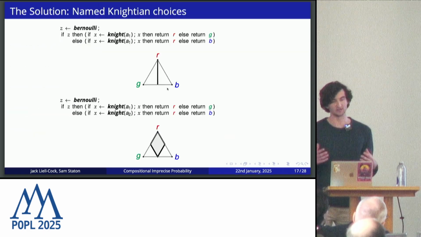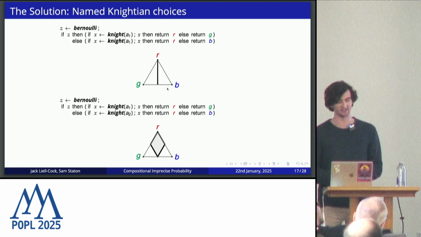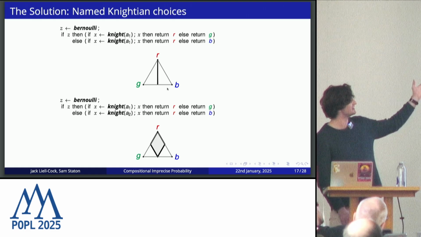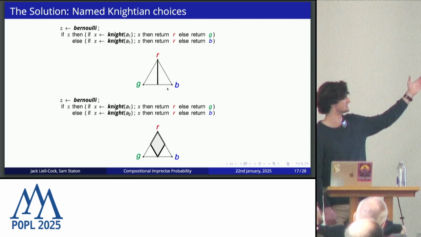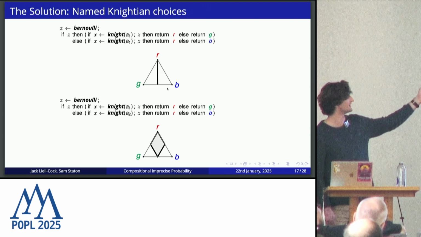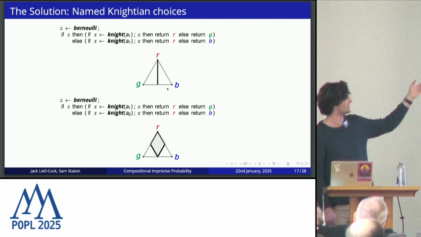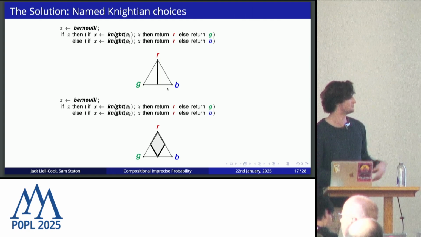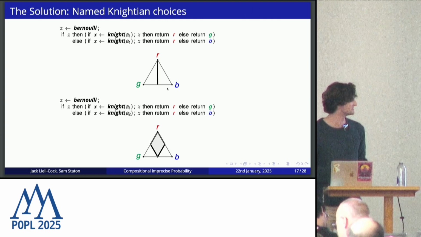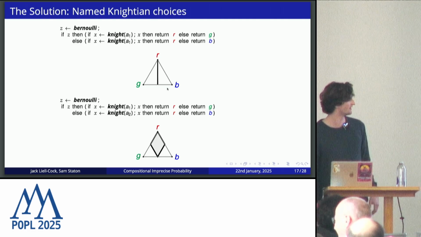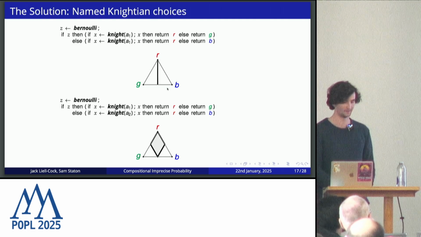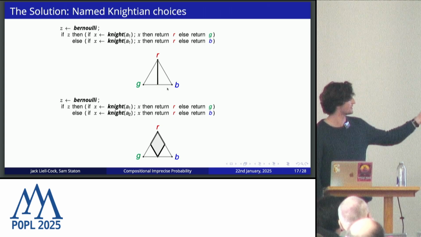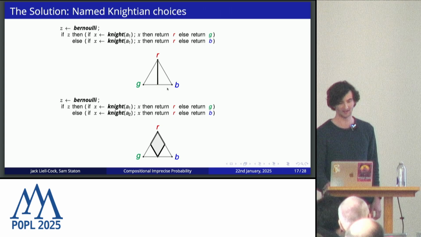So the way we actually solve this is just to attach a label to the Knightian choices. So in the first case here, we label both Knightian choices with the same name, and therefore we get the convex power set where they're both correlated. And in the second one, we attach them with different names, and because now they're independent choices, we get the wider non-deterministic set of outcomes here. And we can no longer equate these two programs because we can no longer hoist the let statement out of the second program.